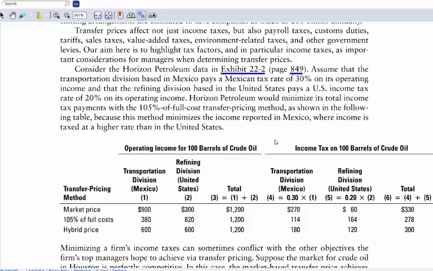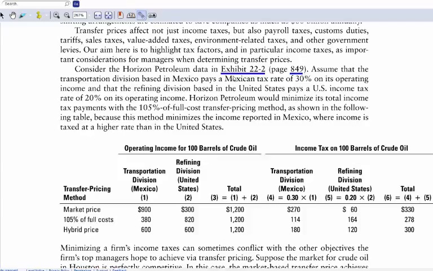What we want to do now is go and apply the tax rates against that. Recall that the transportation division is in Mexico and that the refining division is in the United States in Houston, Texas. So they are having to do some international border crossing, and therefore they're going to have taxes due in the state that's exporting, in the nation that's exporting, and within the United States where we're importing the goods.